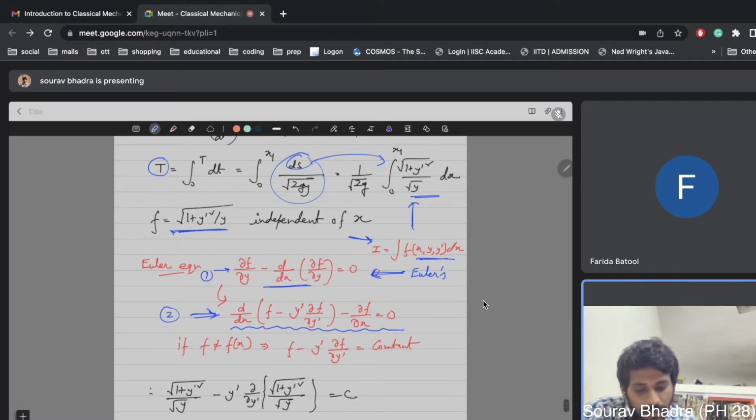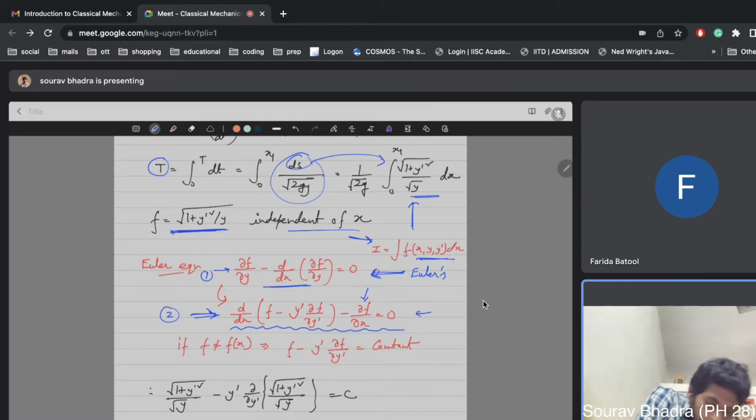So in our problem, our f is independent of x. If we focus on equation number 2, we can see that del f del x, which is the second term of the equation, will be 0 because there is no x dependency for our f. So the equation will be f minus y dashed del f del y dashed equals a constant, because if you take the derivative with respect to x, that will give you 0.